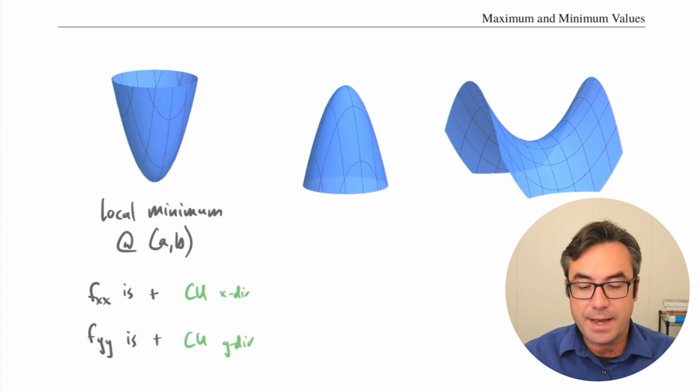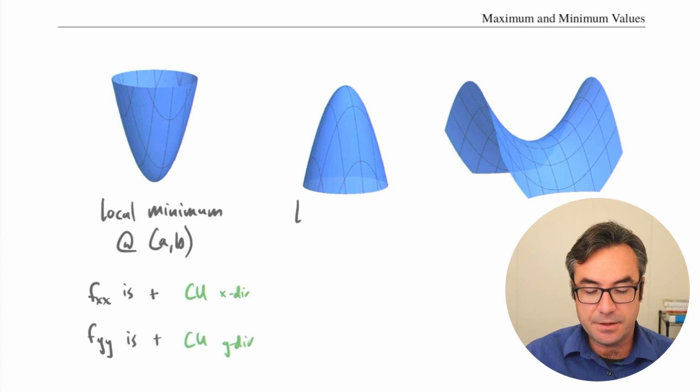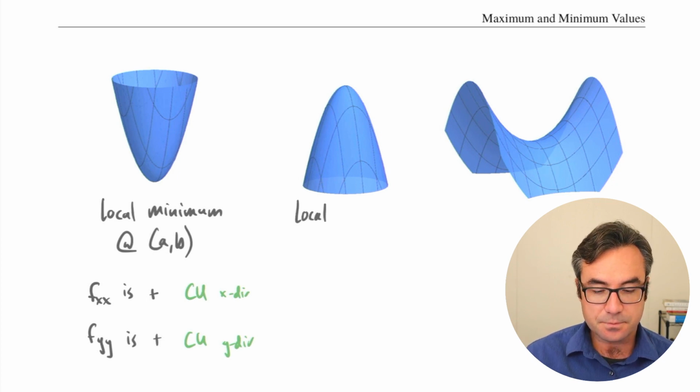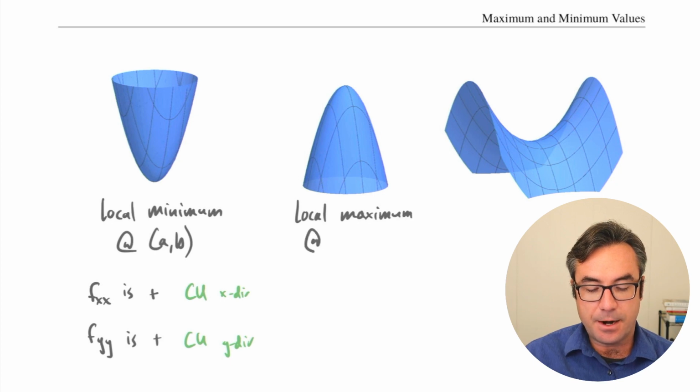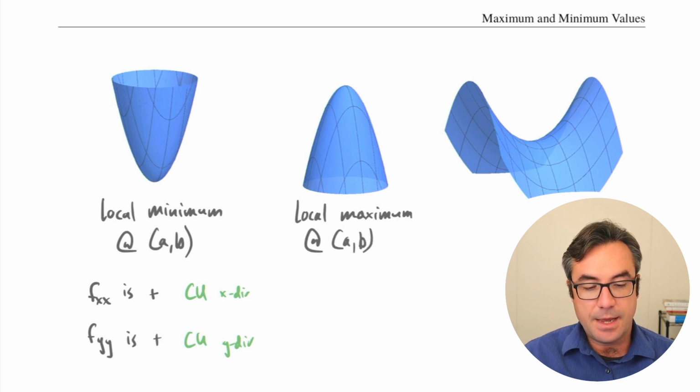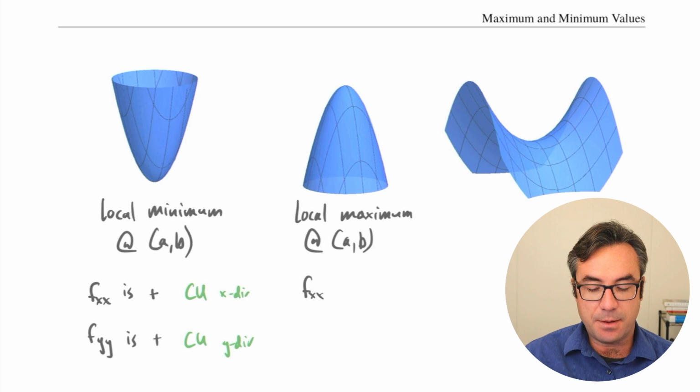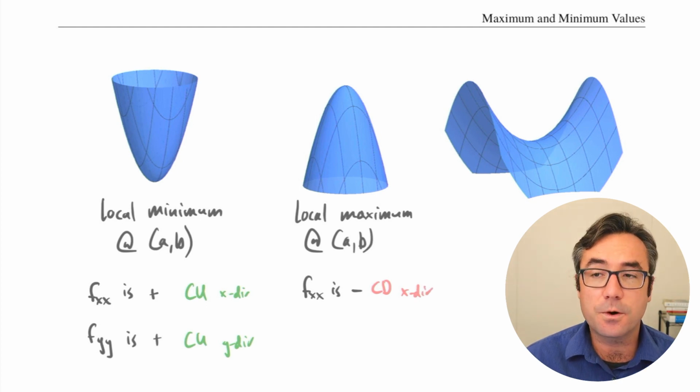Now for a local max, what we're seeing in the next case, we have the local maximum at our critical point. And what you're seeing here is that f double x is negative. So it's concave down in the x direction. And same thing for f double y.